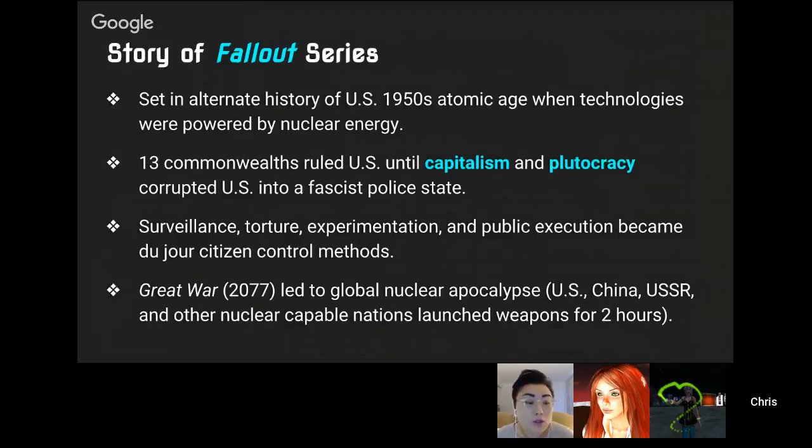Then in 2077, in the game timeline, a great war occurred on a global scale and launched into a nuclear apocalypse. It was initiated by the United States, China, and the USSR, because again, the game was set right in the 1950s and the timeline started there. So the USSR is still intact. And the other nuclear capable nations decide to launch all their weapons at once for 2 hours. That's what the Great War was.